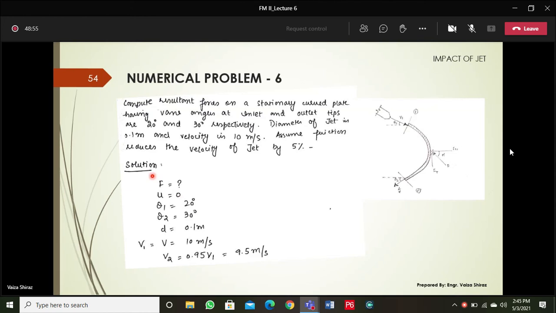But what is the difference in this numerical with respect to the previous? That is, in this case, you are given with the frictional losses. You are given with the reduction in the velocity, and that is by 5%. Further, theta 1 is 20 degrees, theta 2 is 30, diameter is 0.1 meter. इसमें mentioned है that frictional effect will reduce the velocity of the jet by 5%.